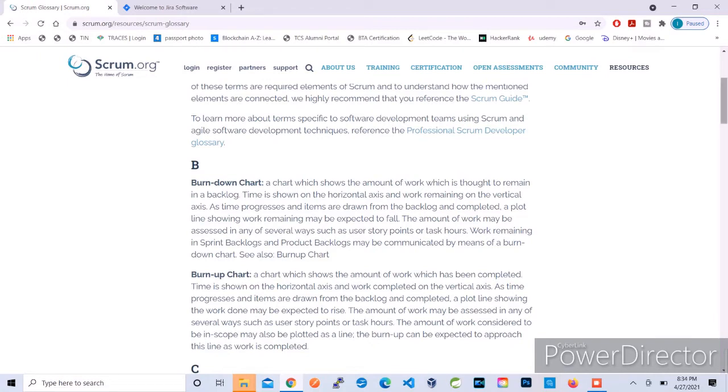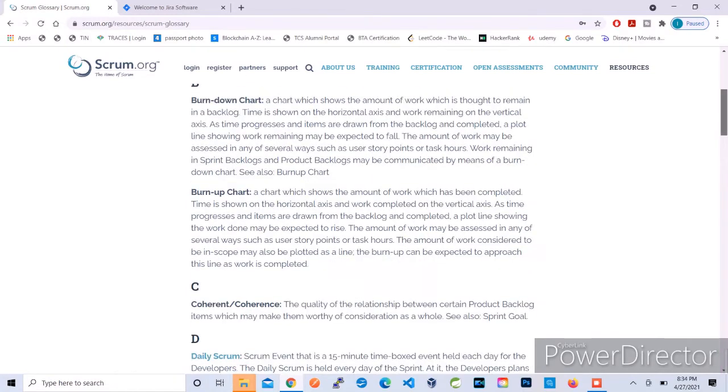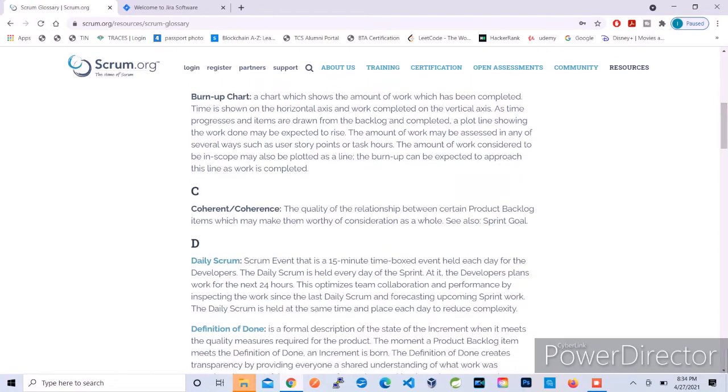Burn up chart is the other way. The chart shows the amount of work which has been completed. So the burn down chart is when you are closing, it shows the amount remaining, whereas the burn up chart shows the amount of work completed. So it will gradually go up as you come to the end of the sprint. Coherent or coherence, it is not that much of use, but this is a quality relationship between certain product backlog items which may make them worthy of consideration as a whole.